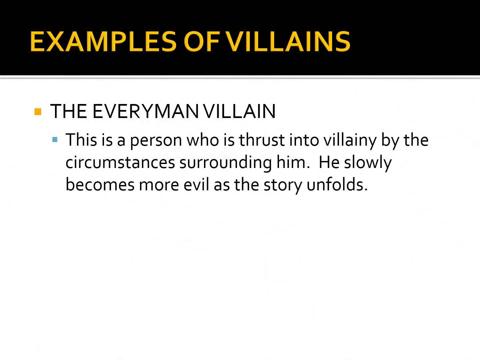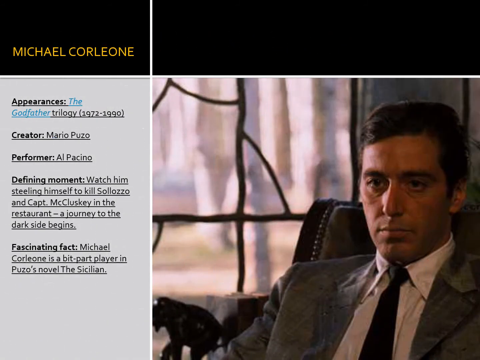The everyman villain is a person who is thrust into villainy by the circumstances surrounding him. He slowly becomes more evil as the story unfolds. So like the everyman hero, this everyman villain doesn't want to be a villain, but he is forced into a situation where he has to turn to evil. An example is Michael Corleone from the Godfather trilogy. Since he comes from a family of mafias, he inherited the business and had to become a mafioso.